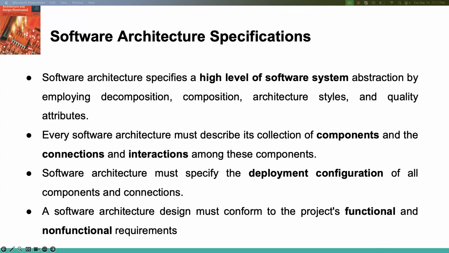Every software system is made up of components that do specific tasks. For example, a login system is a component. The architecture also describes how these components connect and interact with each other. These connections allow different parts of the system to communicate and work together.